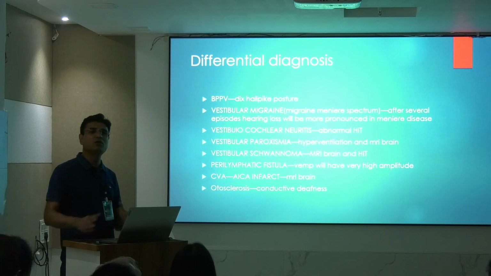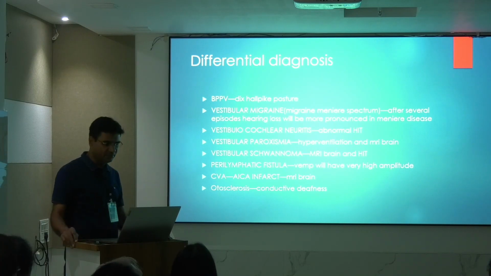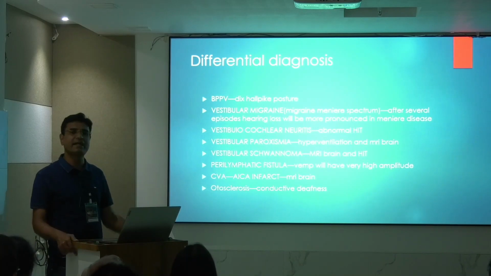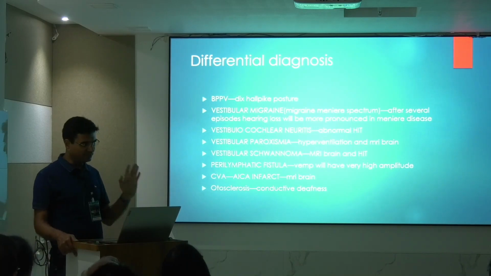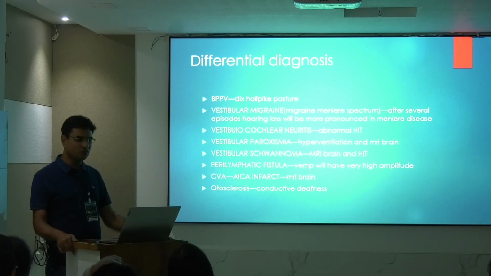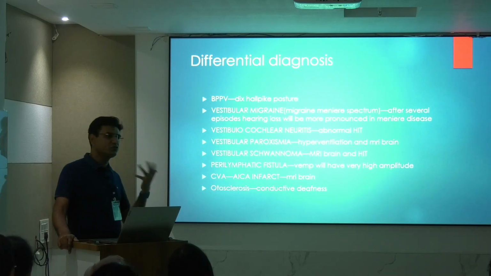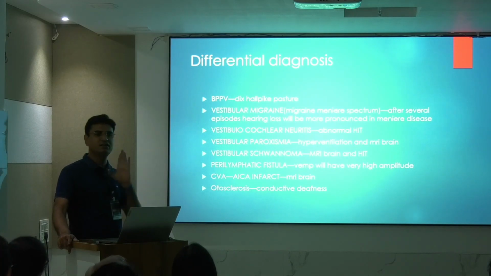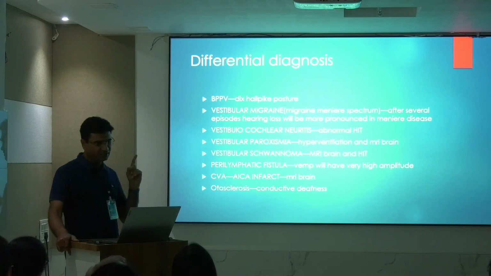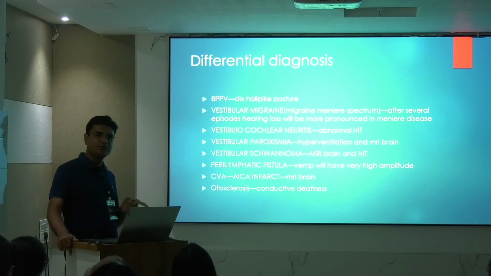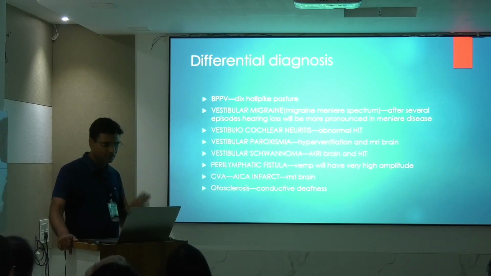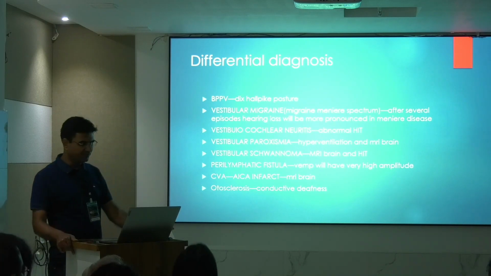Vestibular schwannoma, again almost all the things remain the same, but MRI will definitely help us to differentiate, and the head impulse test will be abnormal in vestibular schwannoma. Perilymphatic fistula, again fluctuating hearing loss, tinnitus, deafness, everything will be there. But here, the VEMP test will be abnormal. In perilymphatic fistula, the amplitude of the VEMP will be so high that sometimes it will go beyond the scale. So it will definitely help.